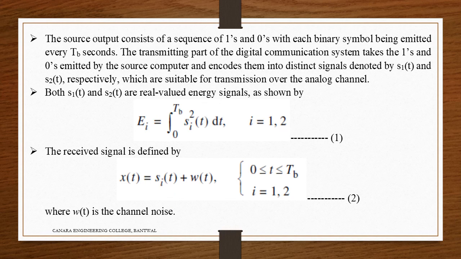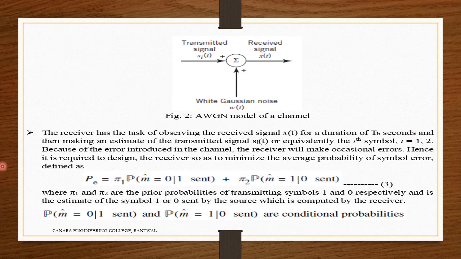Next, this is the AWGN model of a channel. So this transmitted signal s_i(t) and the white Gaussian noise w(t) are going to add, and that will give x(t). So we can just make it as a channel here. The receiver has the task of observing the received signal x(t) for a duration of T_B seconds and then making an estimate of the transmitted signal s_i(t), or equivalently the ith symbol, i equals 1, 2.